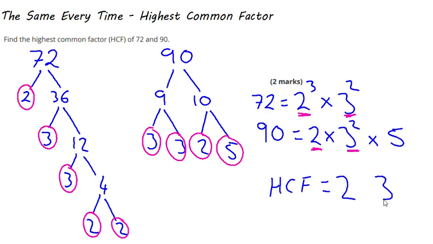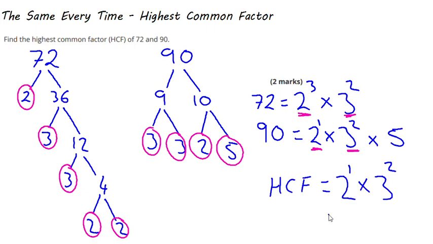Then what I have to do is put the powers here. So I need the smallest power of each number. So in the 72, I've got 2 to the power 3. In the 90, I've just got 2, which is 2 to the power 1. So the smallest power, 3 and 1, is 2 to the power 1. For the 3, in the 72, I've got 3 to the power 2, and in the 90, I've got 3 to the power 2, so the smallest power is power 2.